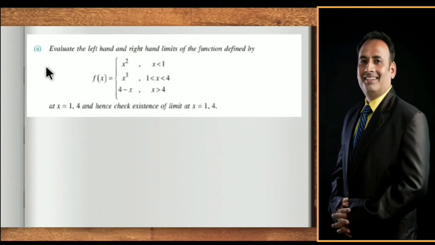So here in the second illustration, evaluate the left and right hand limits of the function f defined as f(x) = x² when x is less than 1, and x³ when x lies between 1 and 4. Mind this point: there is a strict inequality, and x here is also greater than 4. Nowhere at x = 1 and 4 is the function defined. So check the existence of the limit at x = 1 and 4.